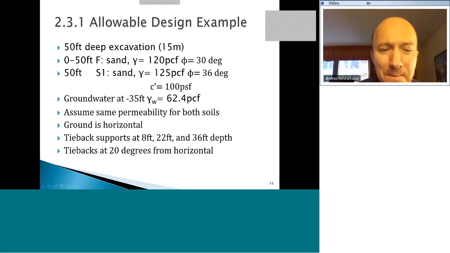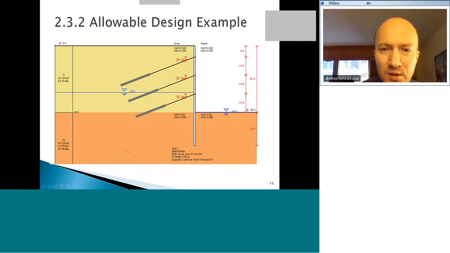We're going to be assuming the same hydraulic permeability for both soils. The ground is going to be horizontal, and we're going to have tieback supports at 8, 22, and 36 feet depths. 8 feet is basically around 2.5 meters. 22, we're looking at 7.5 or so. And 36, we're looking at 12 meters depth. We're going to have the tiebacks at 20 degrees from the horizontal. This is what our excavation looks like.